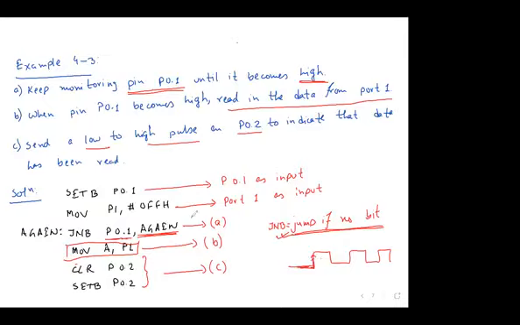So that is what makes it a low to high pulse. Sir, this one simply indicates that the data has been read. That's it, nothing else.